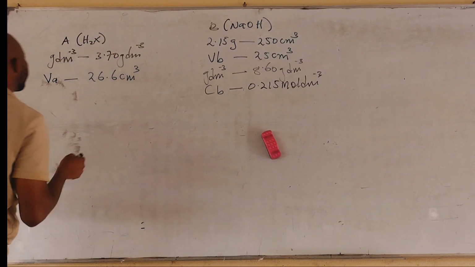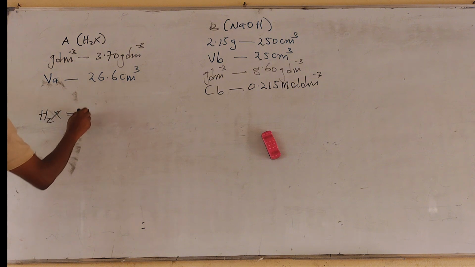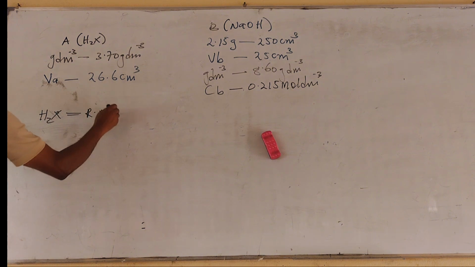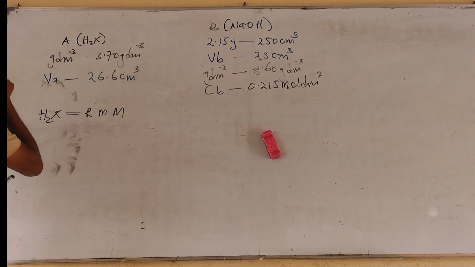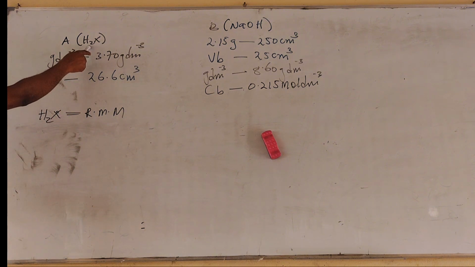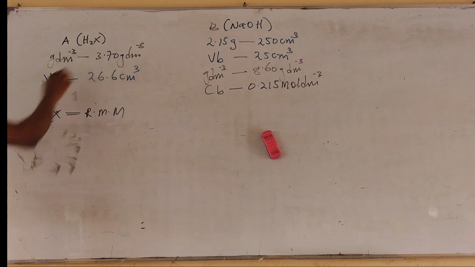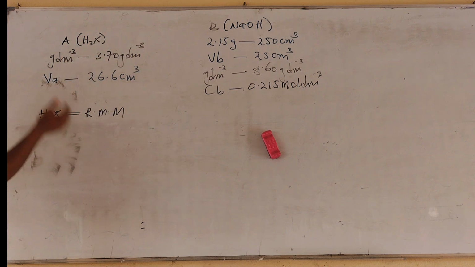Now we have H2X is equal to the relative molecular mass. This is a standard. So for us to be able to get the value of X, it means that we must calculate the relative molecular mass, which we don't know at first, so we cannot even go there. So then, how are we going to get here? We have to go down.